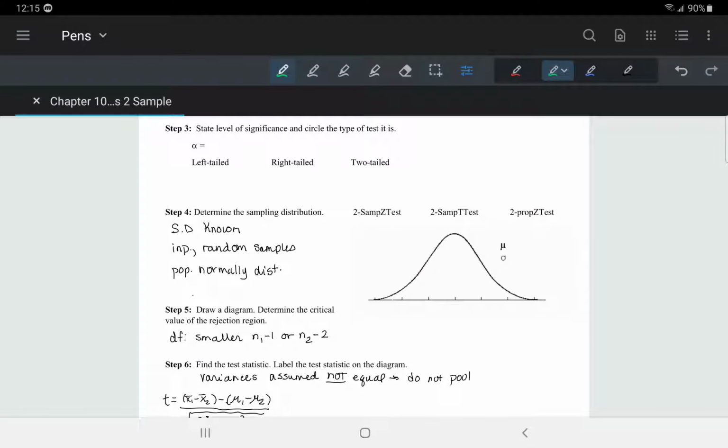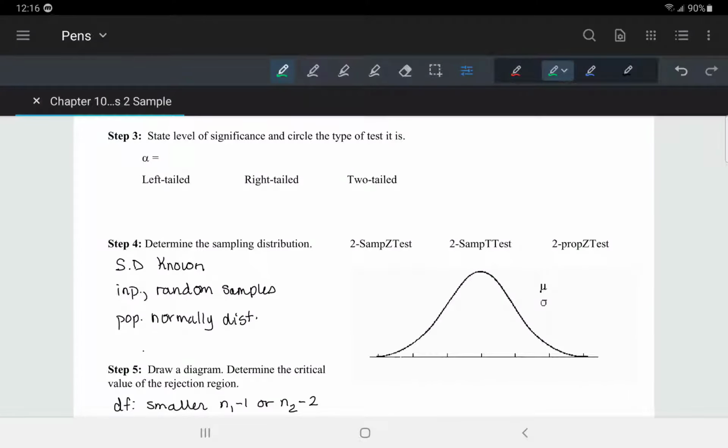Now let's state the level of significance for the test and circle which type it is. So alpha, we are told we wanted to test at the 5% significance level. This will be a two-tailed test. It comes from the null hypothesis, and we have inequality.